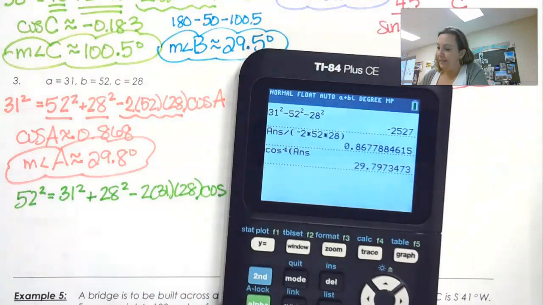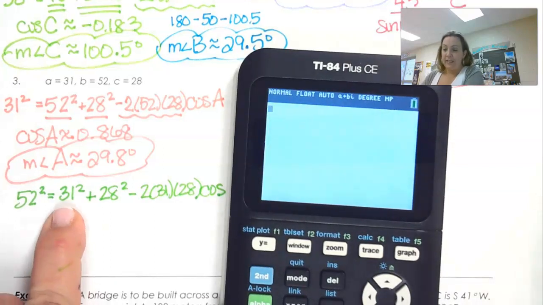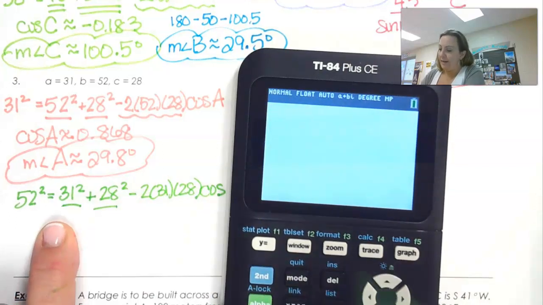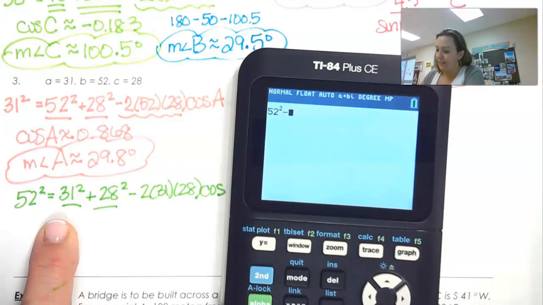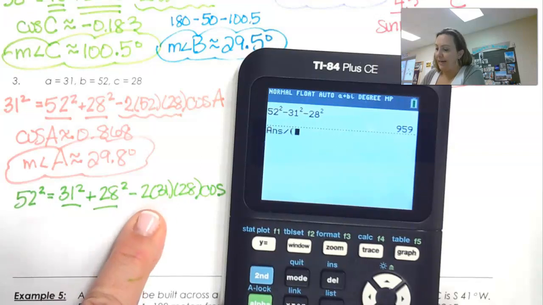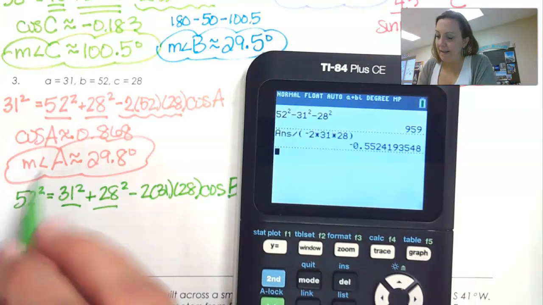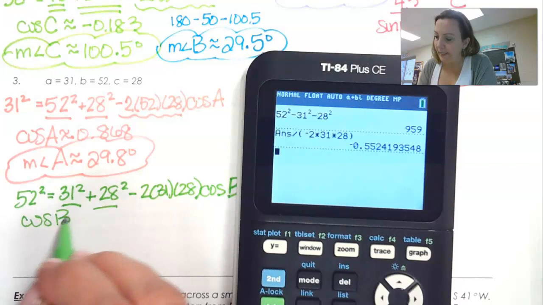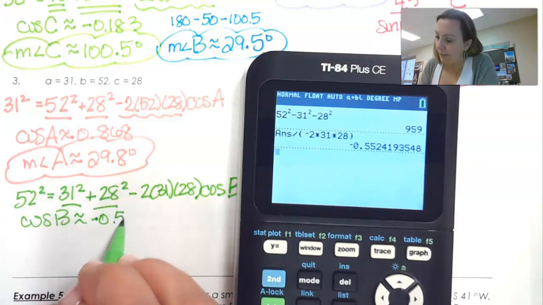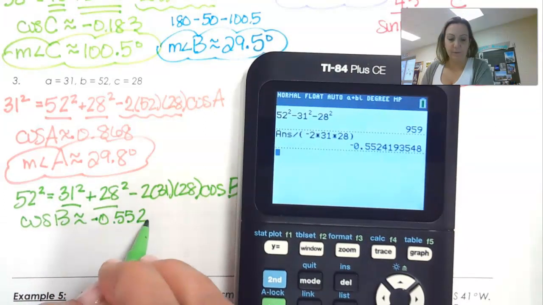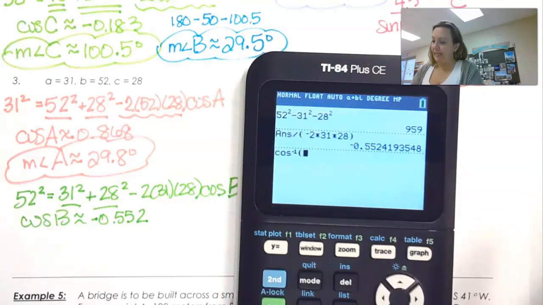So again, in the calculator, I'm going to be taking these two away. 52 squared minus 31 squared minus 28 squared. And now I want to divide by the coefficient of cosine B, -2 times 31 times 28. And so I have that the cosine of B is about -0.552. And so I'm going to take the inverse cosine of that answer.